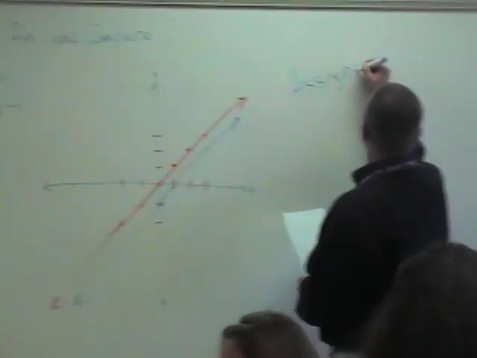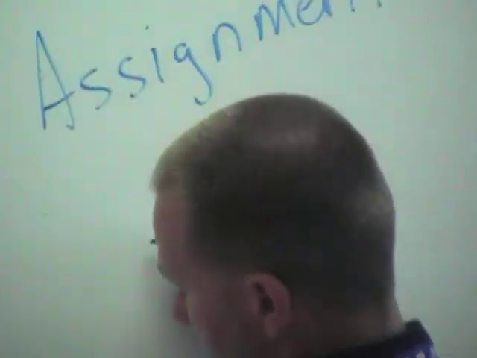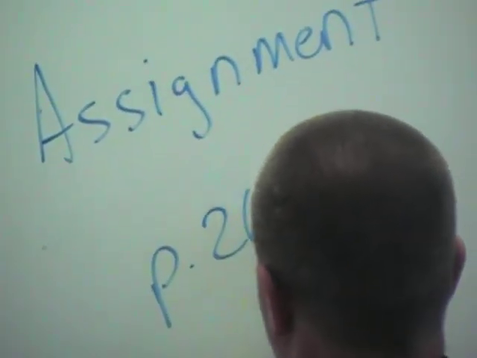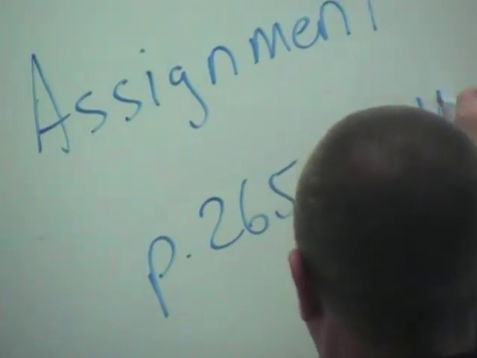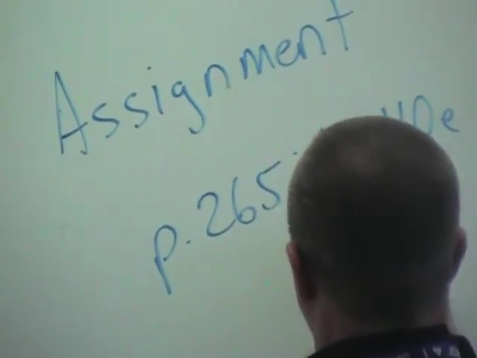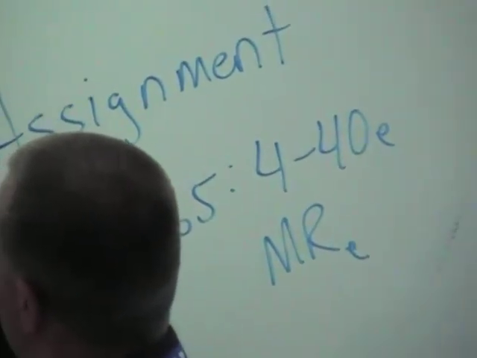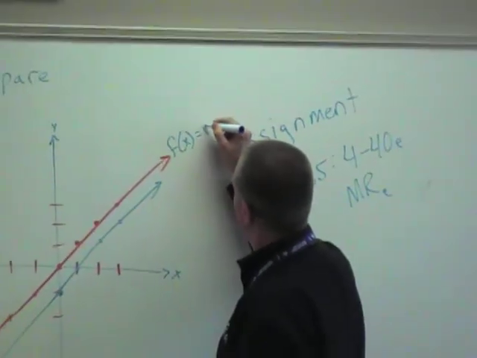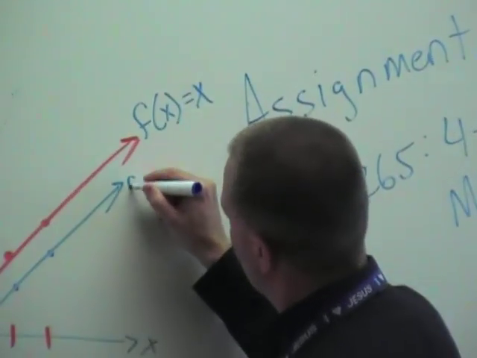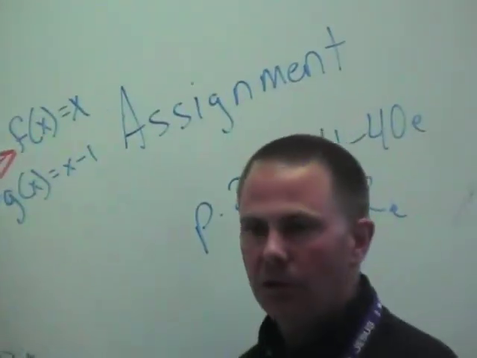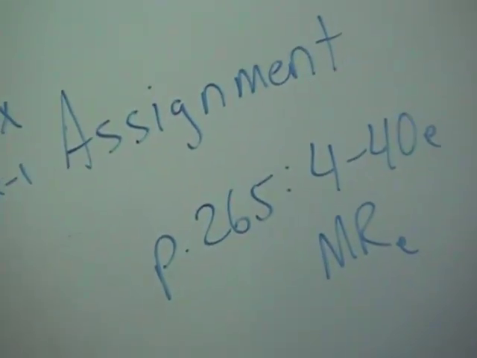Assignment: page 265, 4 to 40 evens, and mixed review evens. Now, on your papers today, I want to see this. Label your functions, so I know which one's which, and the person drawing it also, or grading also.